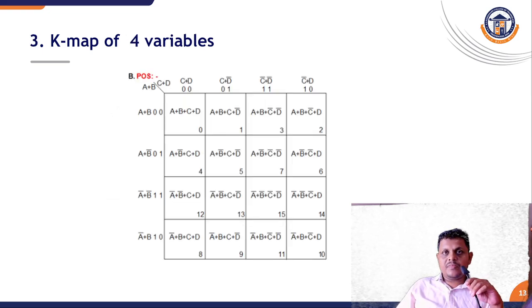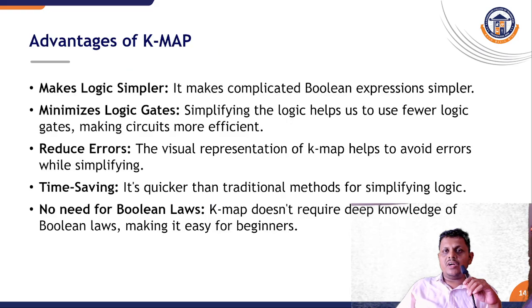Next one is the Kmap for 4 variables. Here the 4 variables A, B, C, D can be applied, and based on the values, the operations can be performed. And next one, the advantages of K-map. The advantage is it makes logic simpler. It makes complicated Boolean expressions simpler, minimizes logic gates, reduces errors and saves time, with no need for Boolean laws.